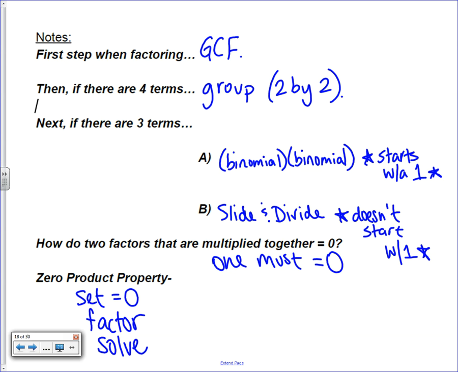Remember, 2 things. You always need to look for a GCF. It makes your life easier. It can make the numbers smaller. Second thing, you only need to slide and divide if it doesn't start with a 1. But if it does not start with a 1 and you are going to slide and divide, don't forget to do the dividing step. I'm still having some people that are forgetting to do that dividing step. Is everybody okay there? Does anybody have any questions before I get started? No?